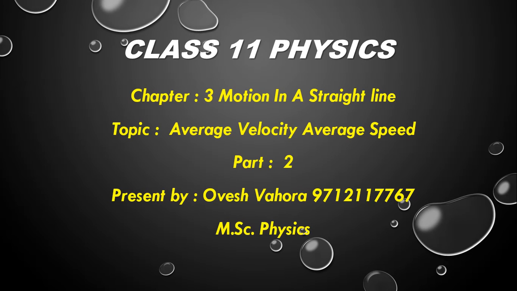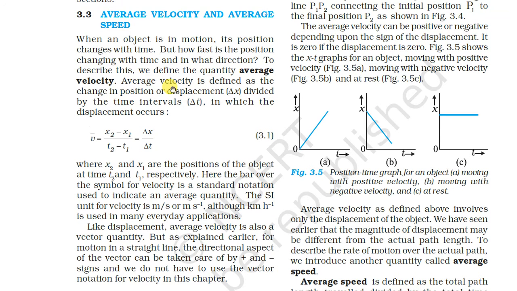Today we are discussing the Class 11 physics chapter number 3, Motion in a Straight Line. Our topic today is average velocity and average speed. This is lesson number 2 of this chapter. In this chapter we will discuss average velocity and average speed. See in this slide, the next slide: average velocity and average speed.